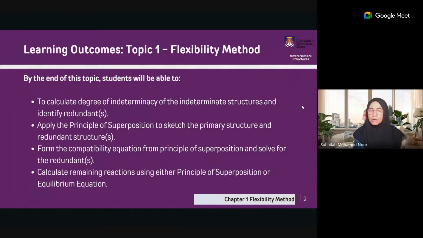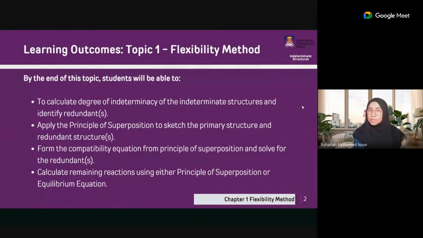We cannot simply remove any redundant that we like, because in order to determine the redundant, we have to understand the support concept. Whenever we want to remove one from a fixed support, the one that we should remove is moment, so that the fixed support becomes pin. If we want to remove one from pin, the pin becomes roller. If we want to remove one from roller, we remove roller, and it becomes cantilever end.